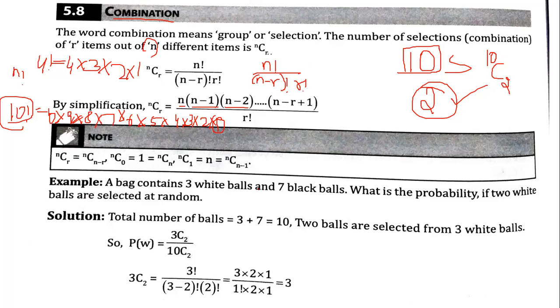Understood combination? We have so much selection with us, so much sample space. Out of that, we are selecting 2, 5, 10, or however much we want. So that is a combination.